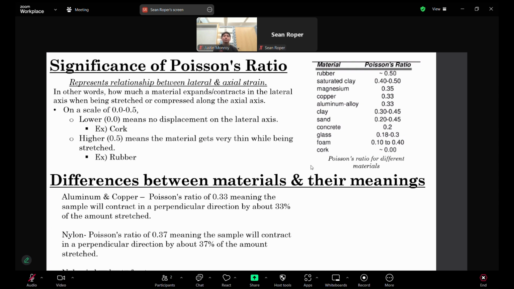For aluminum and copper, the Poisson ratio was 0.33, meaning the sample will contract in a perpendicular direction by about 33% of the amount that it was stretched. And for nylon, the Poisson ratio was 0.37, meaning the sample will contract by about 37% of the amount stretched, which meant that nylon was harder to fracture compared to aluminum and copper.